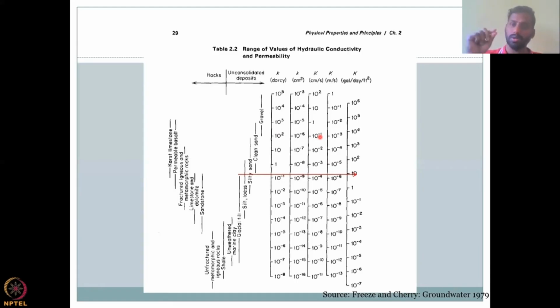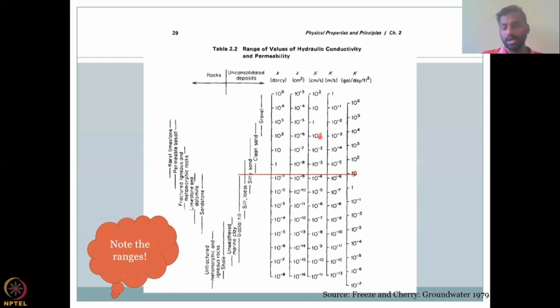Okay, so you're thinking per second, but you convert it to per hour, per day, per year. Always go in time in sequence. We'll do some calculations in the next class to show what these values mean. But before that, I would like to also introduce the hydraulic head concept in this lecture. So always note the ranges.